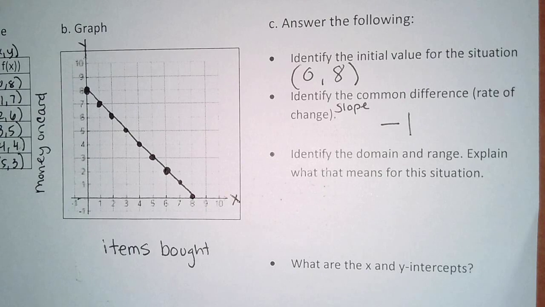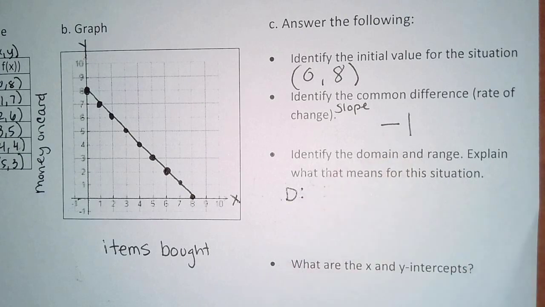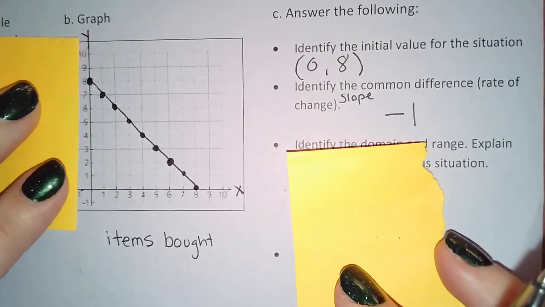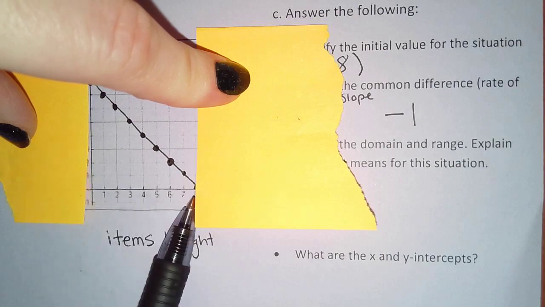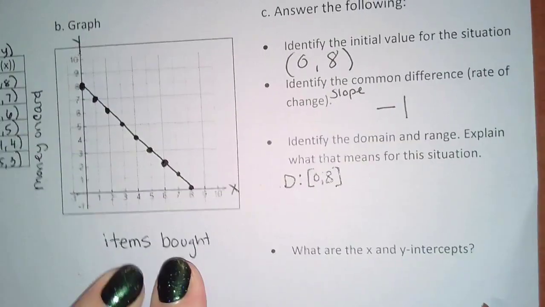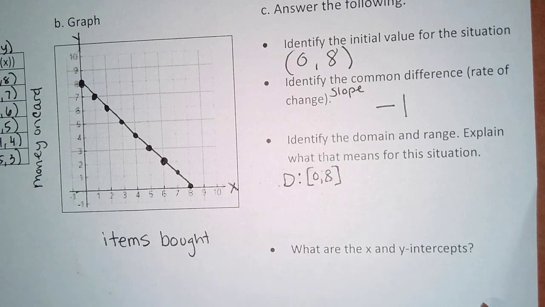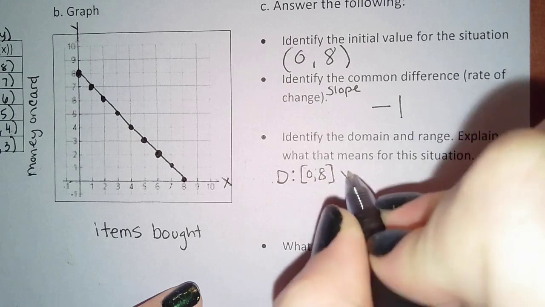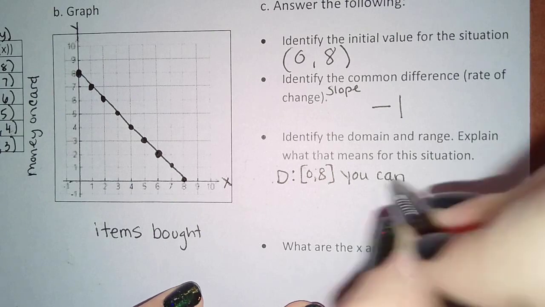Identify the domain and range. Explain what it means for the situation. So let's do the domain first. This is going to be an interval notation. So left to right. Domain is left to right. So here's our numbers. 0 all the way to 8 with closed brackets. Very good. So that means we're doing items. So that means you can buy anywhere between 0 and 8 items with the card. And it says explain, so that's what we're going to write. You can buy 0 to 8 items with the card.